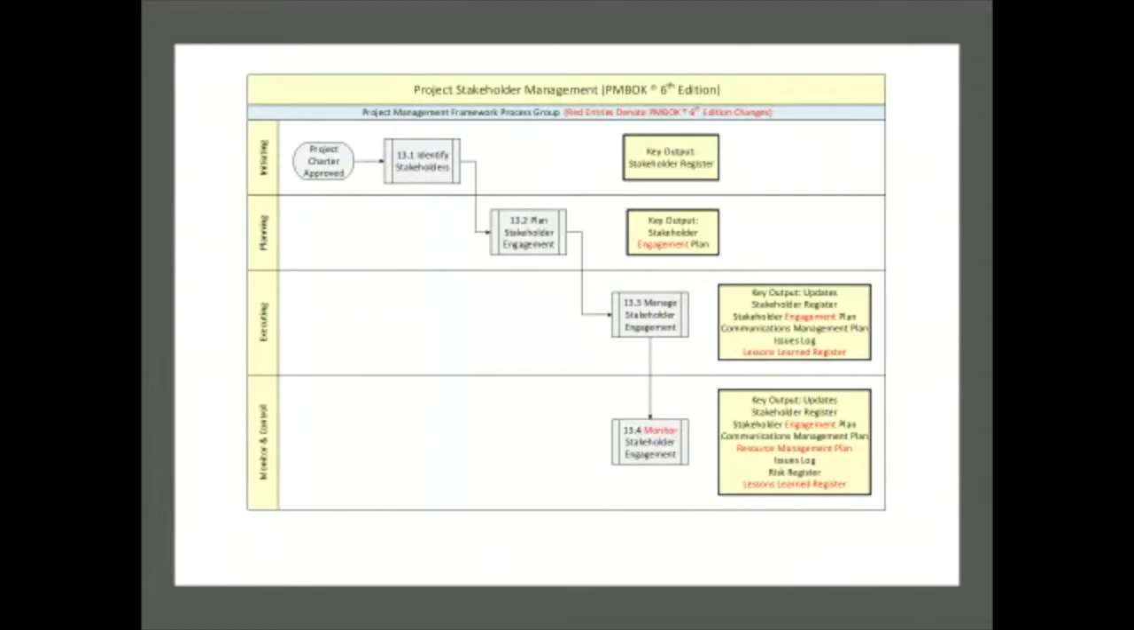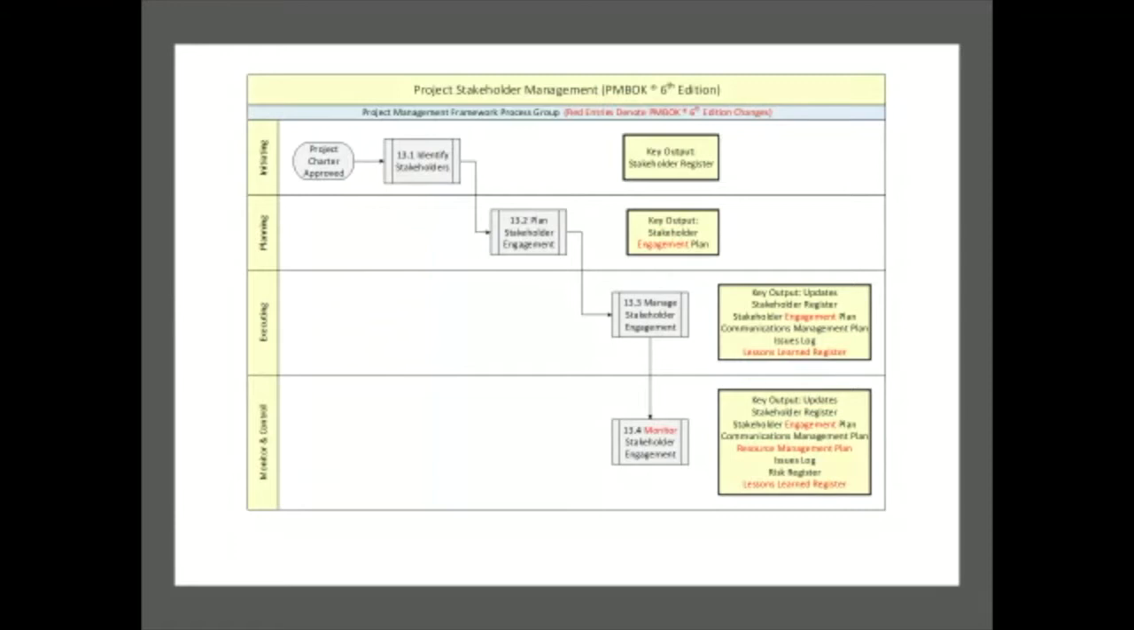Very realistic. The second step happens in planning, and PMI recommends that you develop a stakeholder engagement plan. You may notice that engagement is in red. Why the red entries? Because this is a change from the 5th edition. Previously, the stakeholder engagement plan was referred to as a stakeholder management plan. However, nothing much besides the naming convention has changed.